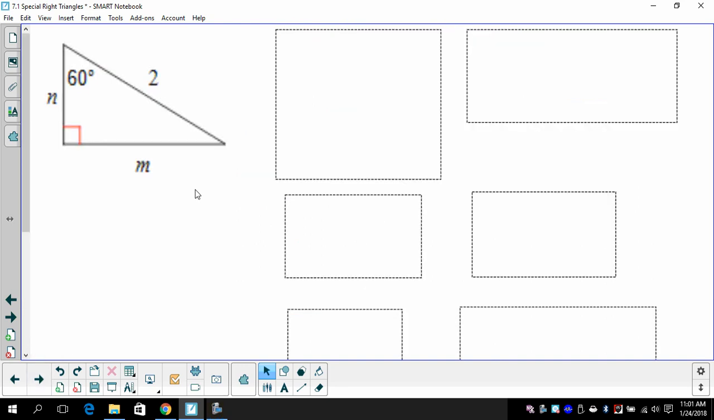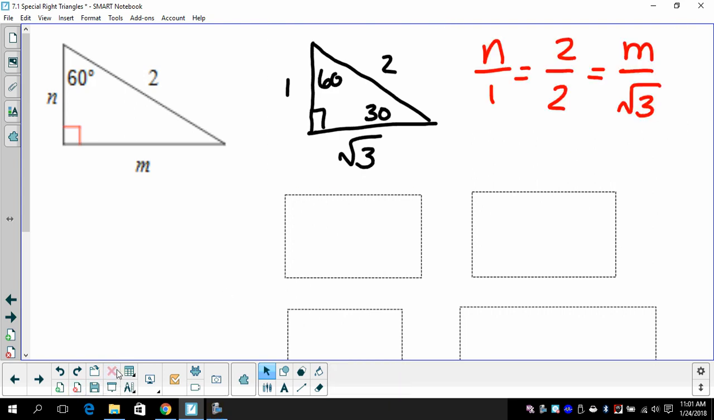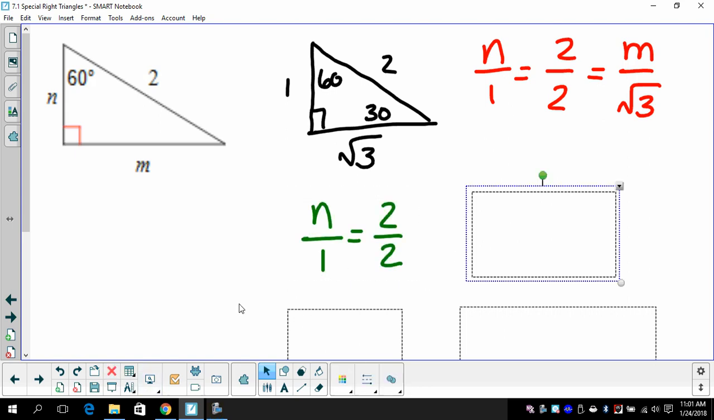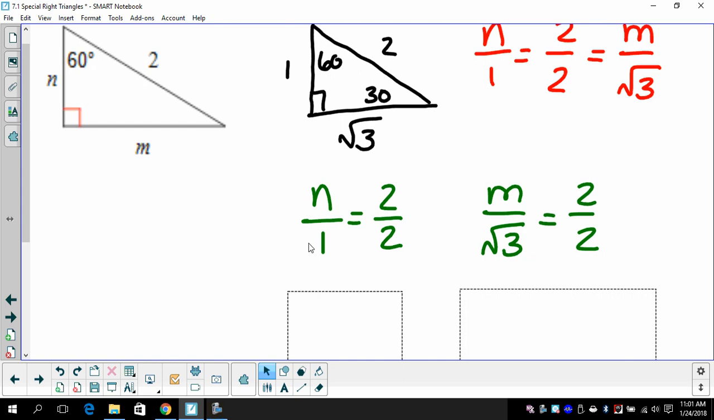So I want you to pause here, and I want you to give this one a shot. I'm going to draw my reference triangle and write my fractions or my ratios, and then set up two proportions, one for n, one for m. N's nice and neat. N divided by 1 is n, and 2 divided by 2 is 1, so n is equal to 1.